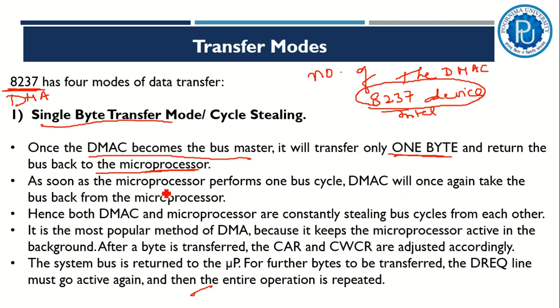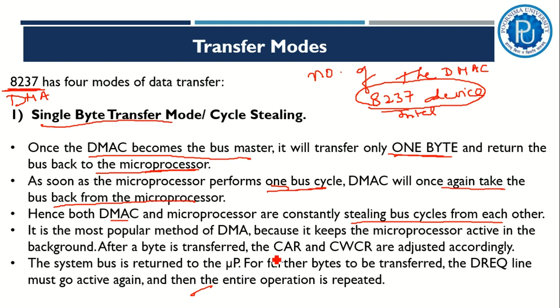As soon as the microprocessor performs one bus cycle, the DMAC will once again take the bus back from the microprocessor. Hence, both DMAC and microprocessor are constantly stealing bus cycles from each other. That's why it is called cycle stealing transfer mode. It is the most popular method of DMA because it keeps the microprocessor active in the background, so the microprocessor can also do work during this transfer.